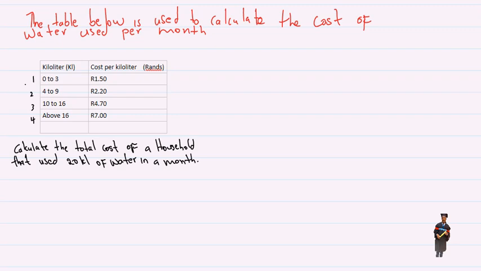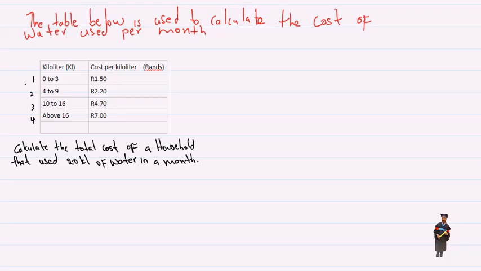Okay, let's see how stepped tariffs work. We have this question, and they are saying the table below is used to calculate the cost of water used per month. As you can see, we have our table. It has two columns and 4 rows.